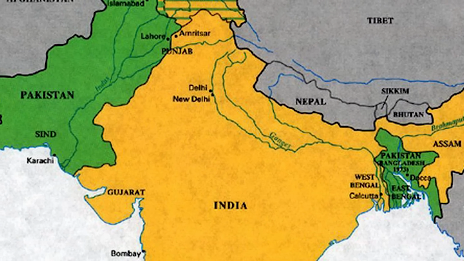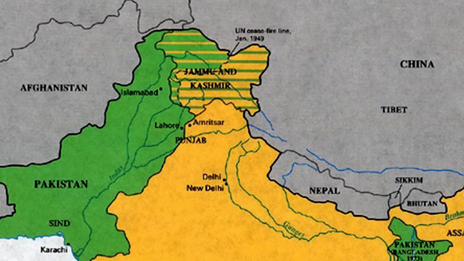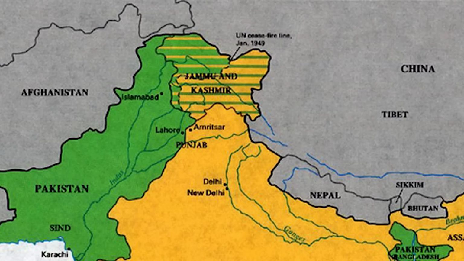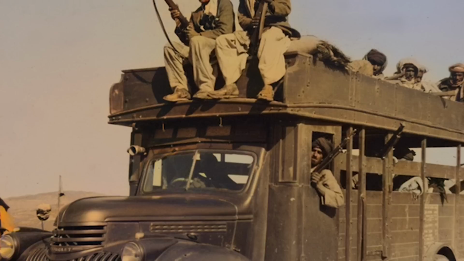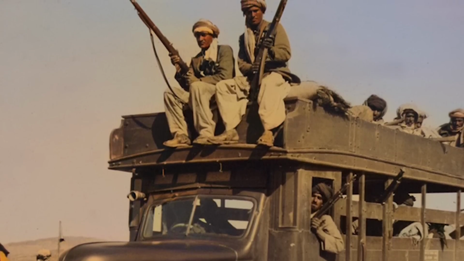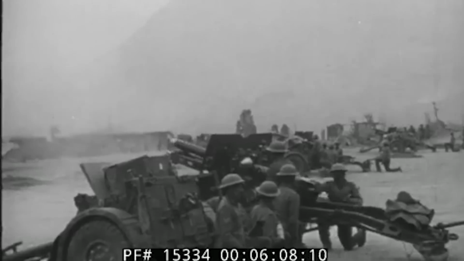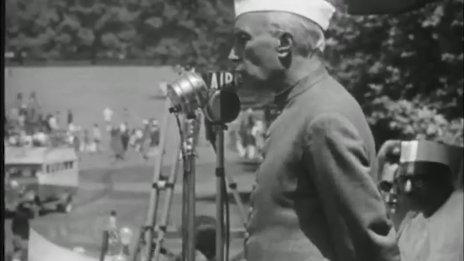Kashmir, under Maharaja Hari Singh, a Hindu, ruled over a majority Muslim population and attempted to remain independent. But in October 1947, Lashkar militias invaded, aiming to annex the majority Muslim Kashmir to Pakistan. In response, the Maharaja sought military assistance from his Hindu neighbors, legally binding Kashmir to India.